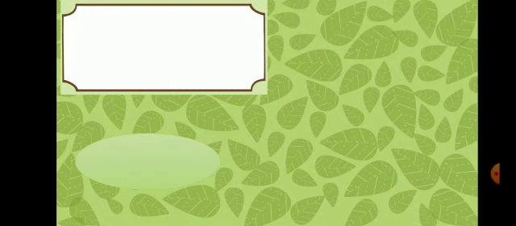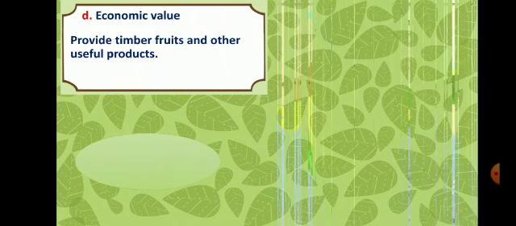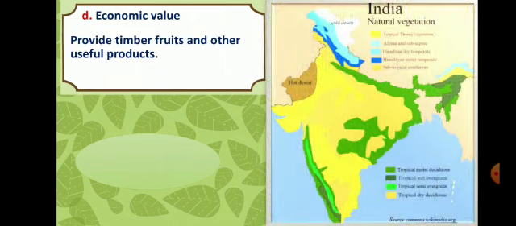Economic value. The trees of these forests provide timber, fruits, and other useful products. Large tracts of these forests have been cleared for agricultural activities also. So here you can see the map of the natural vegetation. You can see different colors are also used for different vegetations.